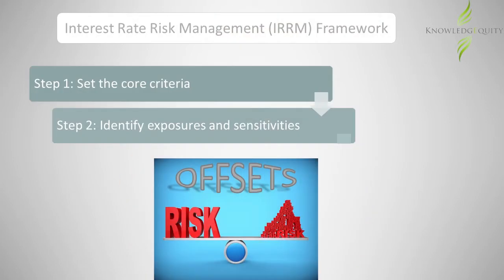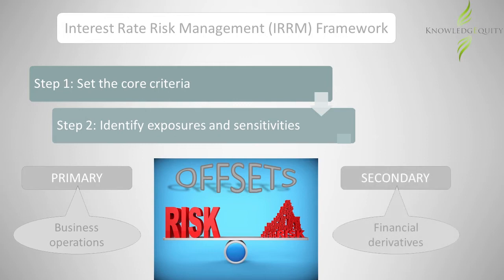To determine the overall exposure, we need to consider any effects from both primary and secondary offsets. Primary offsets relate to exposures that naturally offset the identified risks, such as an offsetting investment to an existing borrowing, or a price adjustment clause in a business contract. Secondary offsets are the financial market-based adjustments, which relate to movements in derivatives that will adjust or affect the organisation's exposures.